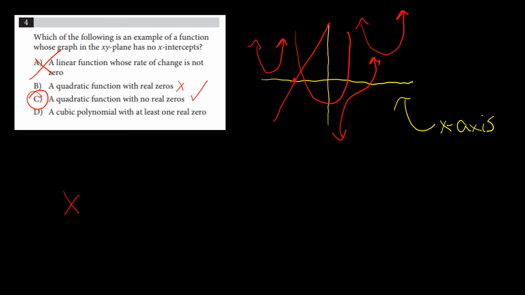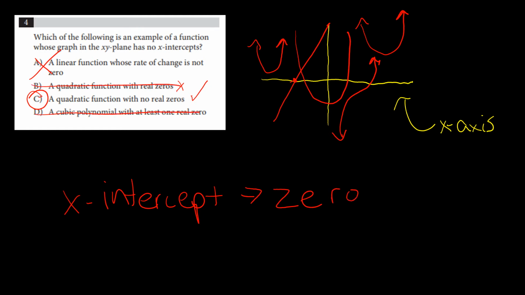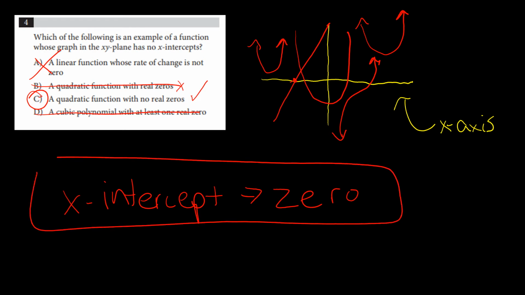If we know that x-intercept is another word for zero, that would allow us to immediately eliminate answer choice B and D. So that's an important concept to know right there. X-intercept and zero are the same thing.